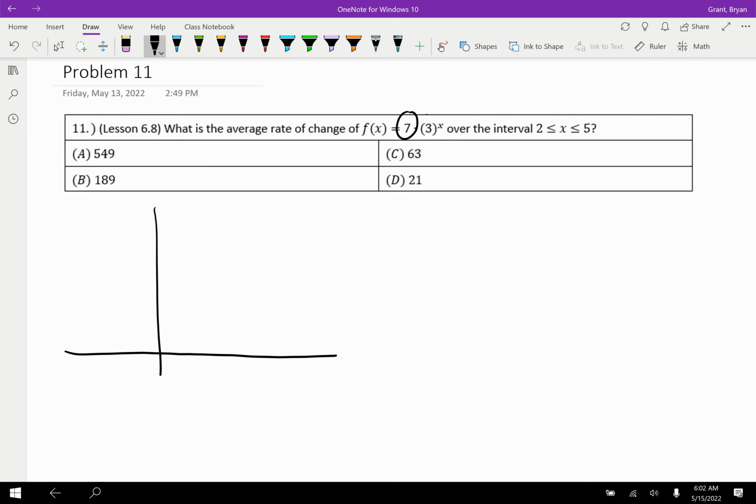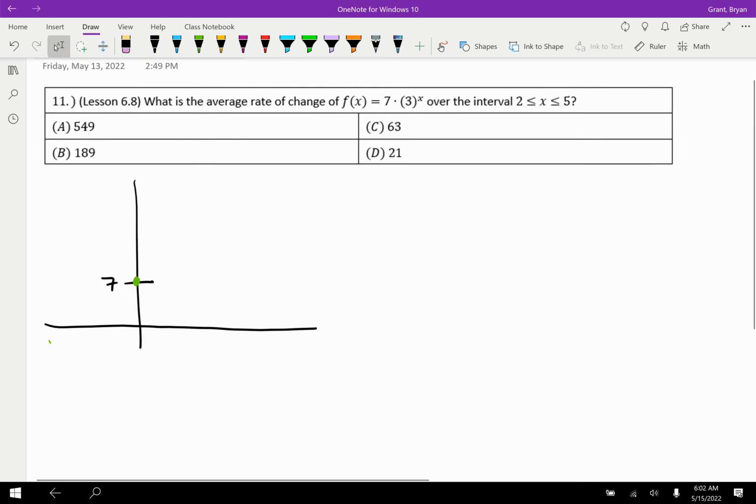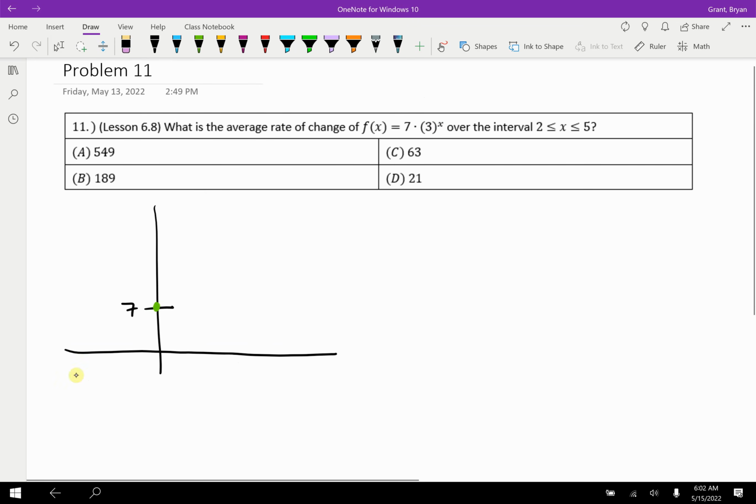We have an a times b to the x power situation, so I'm going to call this 7, which is our y-intercept, and then we multiply by 3 every time, which tells us that our graph looks something like this, right? We have that nice little exponential curve. Okay. From here, they're asking us the average rate of change between 2 and 5.